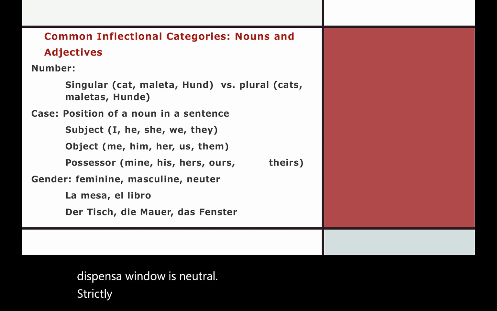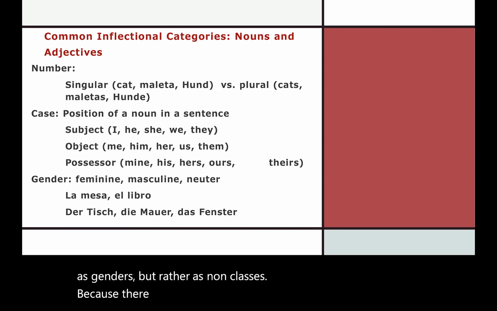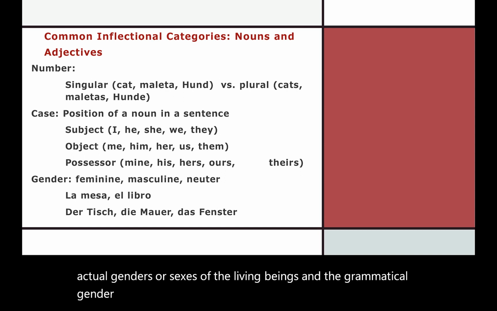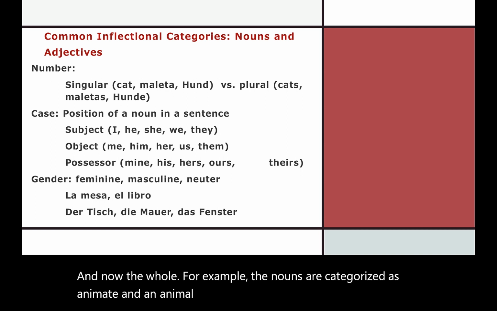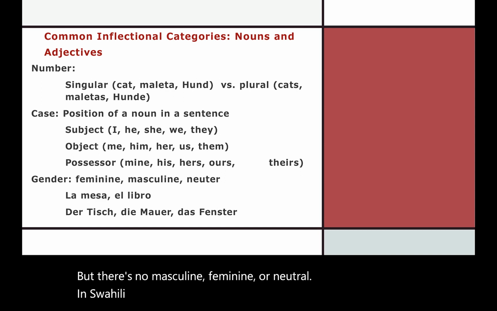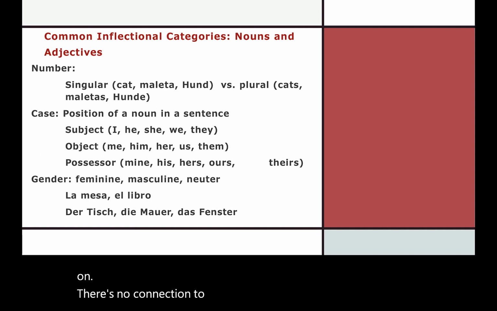Strictly speaking, we should probably not refer to these categories as genders, but rather as noun classes, because in many other languages there is no connection between actual genders or sexes of the living beings and the grammatical genders. In Navajo, for example, the nouns are categorized as animate and inanimate, but there is no masculine, feminine, or neuter division. In Swahili, there are 9 noun classes altogether, divided by whether the nouns refer to people, animals, manufactured products, and so on. There is no connection to masculinity or femininity.